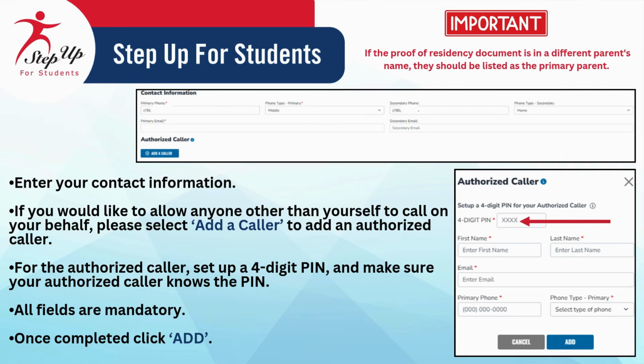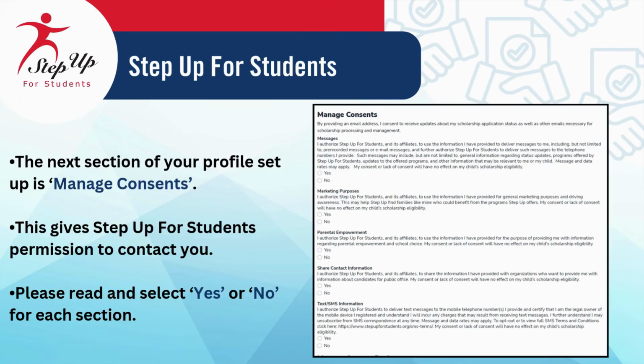Enter your contact information on this screen. If you want someone else to be able to call on your behalf, click Add a Caller, set a 4-digit PIN, and make sure that person knows the PIN. All fields are required, and once complete, click Add. Also note, if proof of residency is in a different parent's name, that parent should be listed as the primary parent.